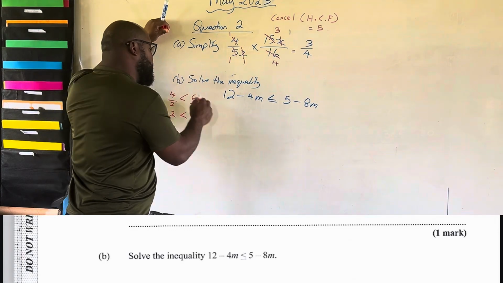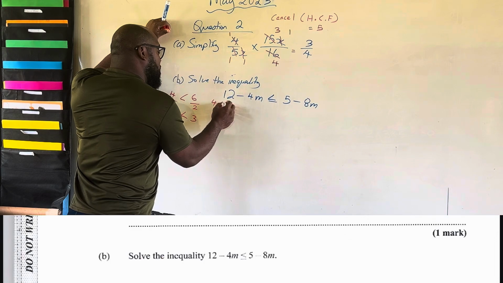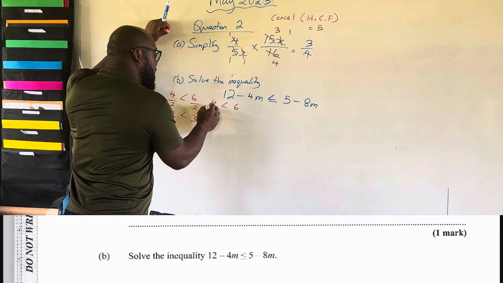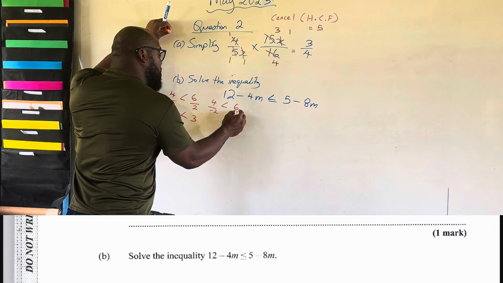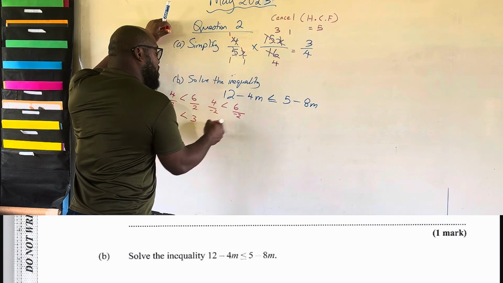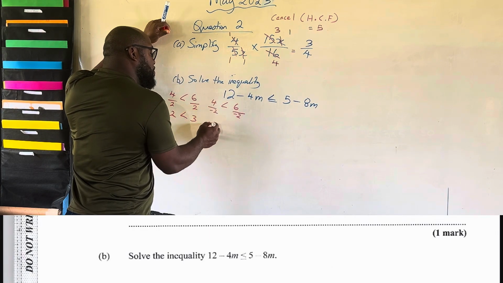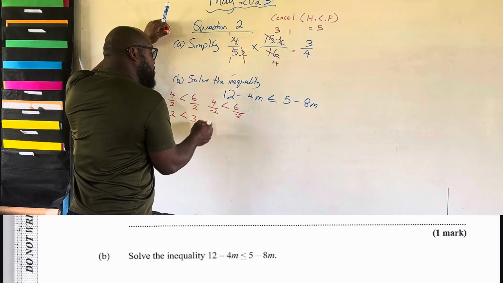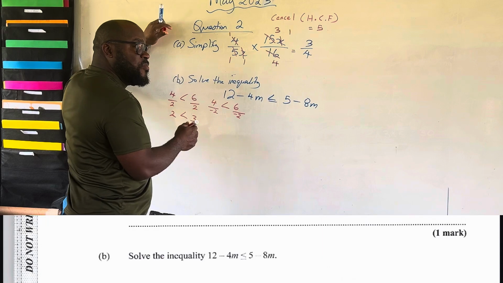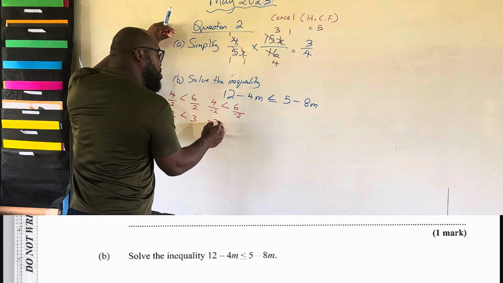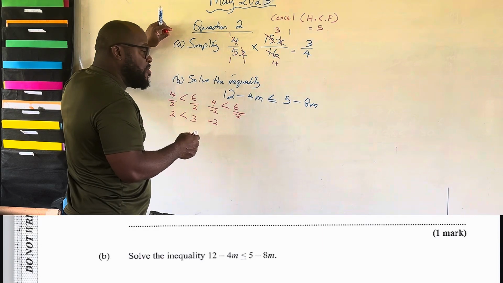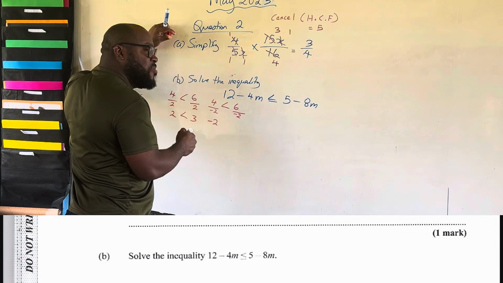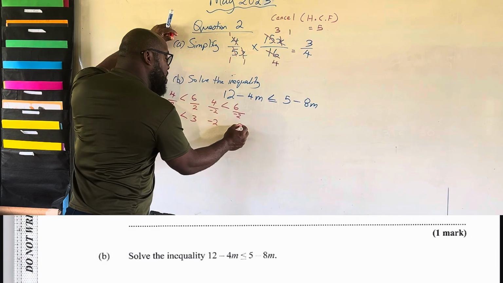What about I have 4 is less than 6, but this is what I'm going to do now. I'm going to divide by negative 2. 4 divided by negative 2, guys. You will be shocked at the answer. Very good. What would this answer be? 6 divided by negative 2. Negative 3.